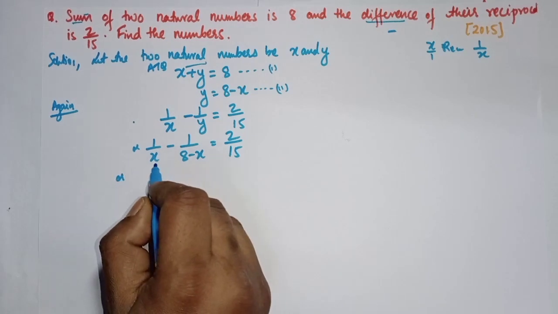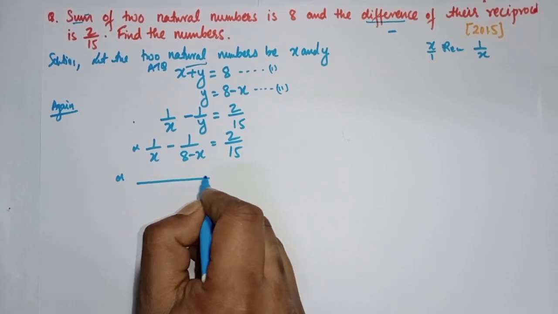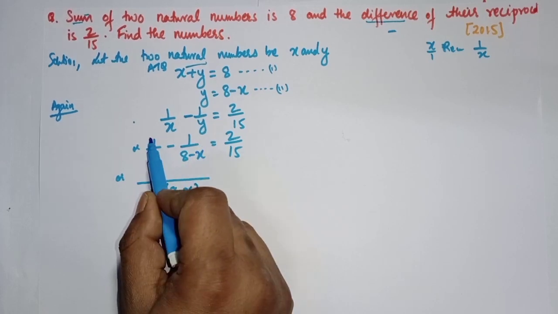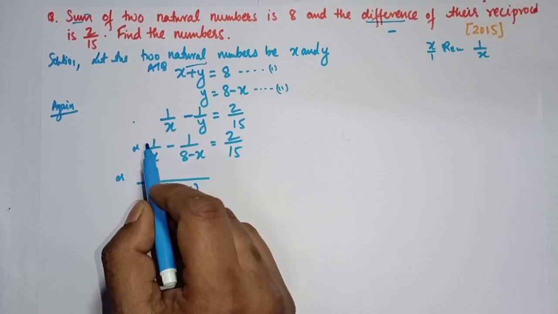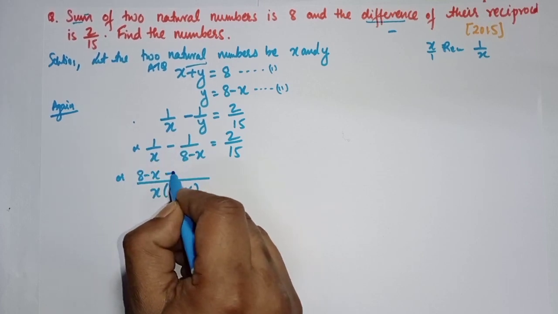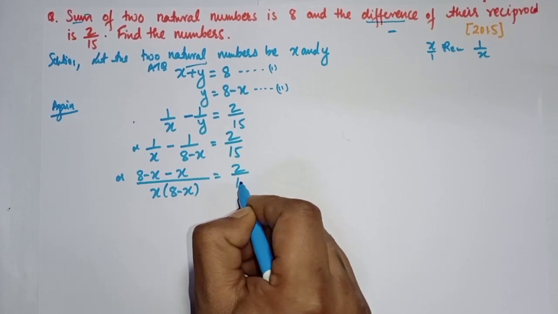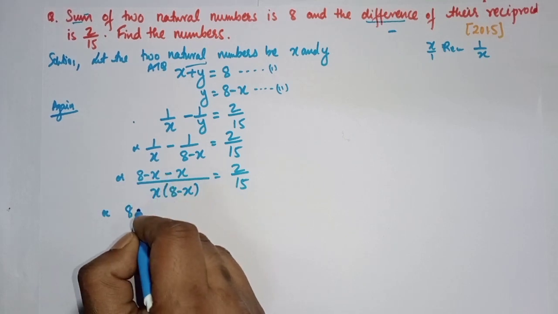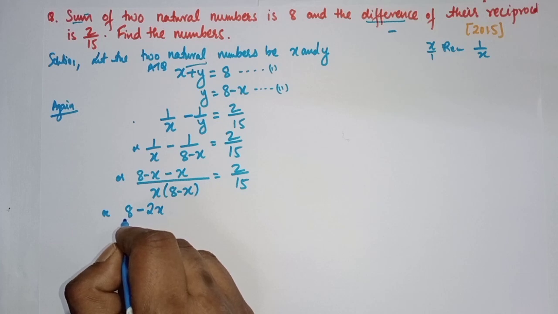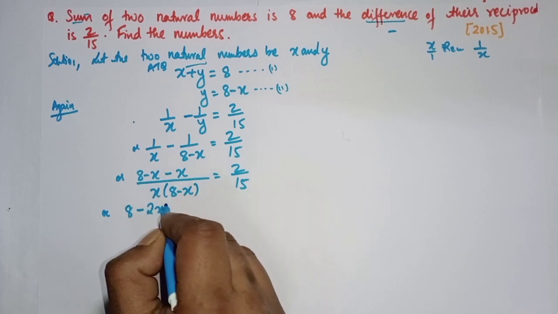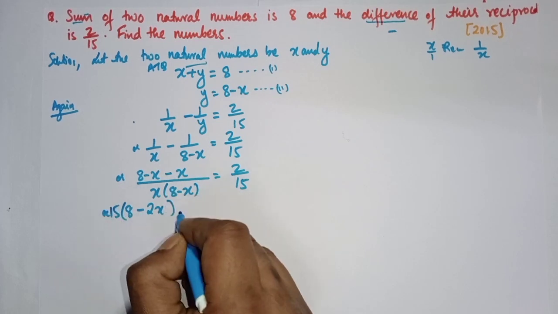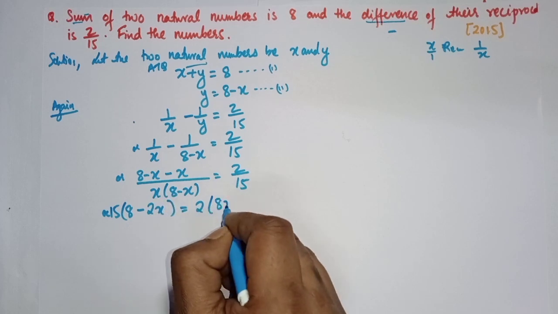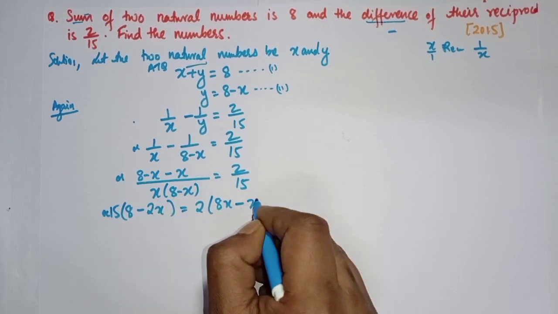Now we'll take the LCM of these two. What will be the LCM of these two? The same thing only: x into 8 minus x. Now this goes to this side, this goes to this side, you can think of it as cross multiplying. So it will be 8 minus x on this side and minus x, equals 2 by 15. Now what can I do? 8 minus minus is plus, so it will be minus 2x, and this 15 I am taking to this side. Cross multiplying, 15 this side equals 2. Now this I am multiplying: x into 8 is 8x, plus minus is minus, x into x is x square.